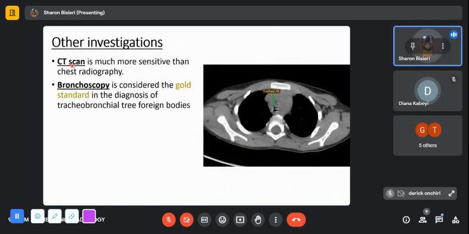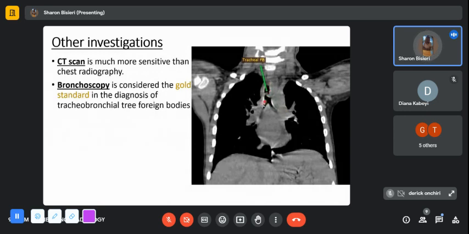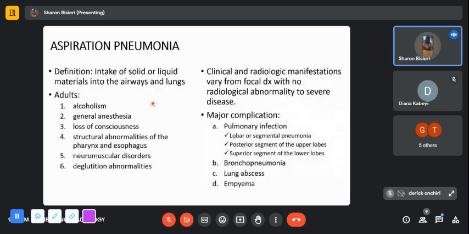So we mentioned that CTs are more sensitive because they can pick up the foreign body within the bronchial tree, whether it's radiolucent or radiopaque. What's illustrated on the image to the right is an axial CT of the chest, and we can clearly visualize the foreign body within the trachea. On the coronal reformat, we're also able to pick up the same foreign body. Other than radiography and CT scans, bronchoscopy still remains the gold standard of diagnosis, and it's both diagnostic and therapeutic because you can remove that foreign body.